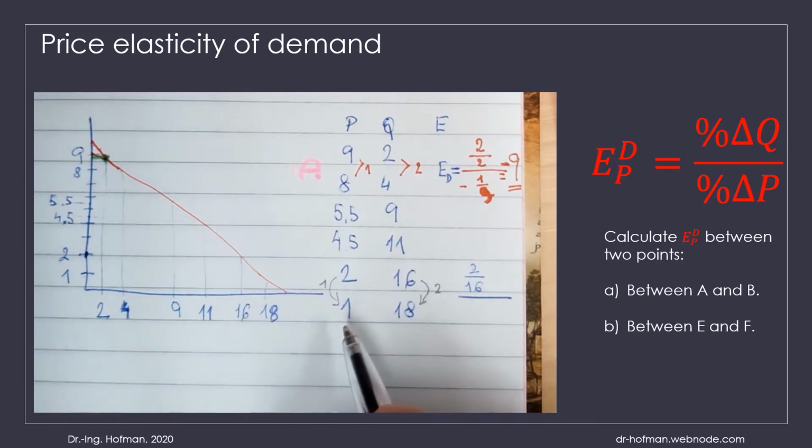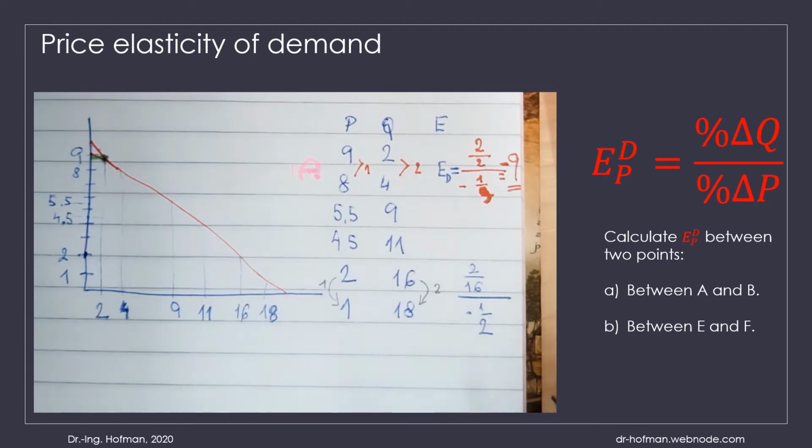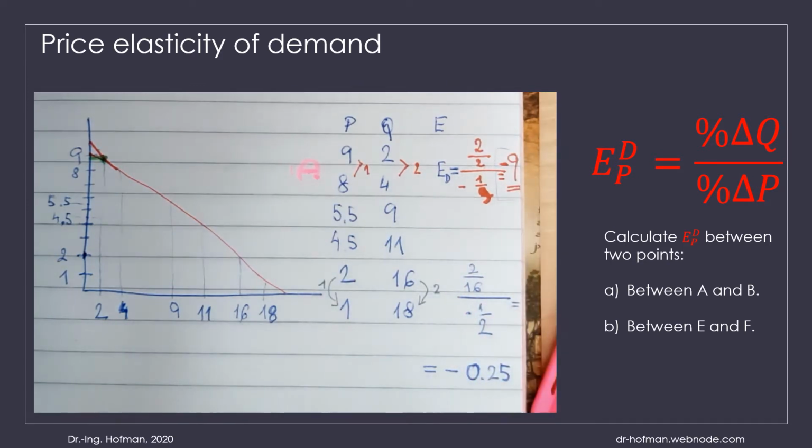over minus 1, original value 2, which is price elasticity negative 0.25, and here it was minus 9. You see that price elasticity of demand is changing in different points.